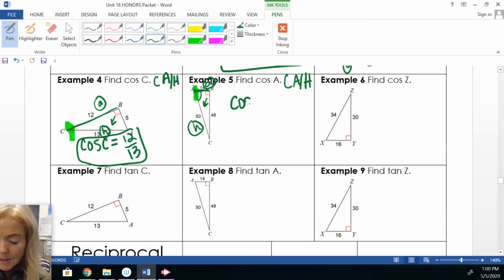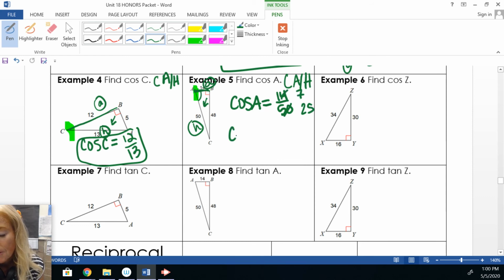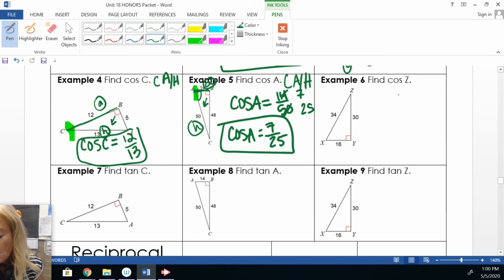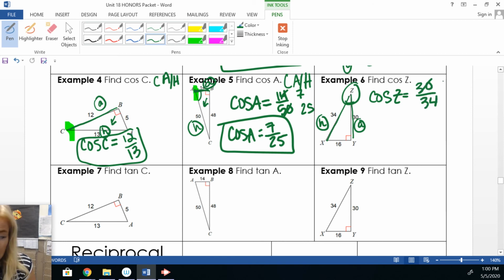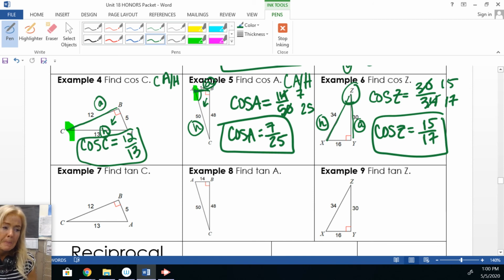All right, so cosine A is equal to adjacent, which was 14, over hypotenuse, which is 50. And then once again, you can divide out a 2. So cosine A is 7 over 25. All right, cosine Z. So our angle Z, adjacent leg, and hypotenuse, 34. So hypotenuse is 34, and adjacent is the leg that runs right into it, and it's 30. So 30 over 34 simplifies to 15 over 17. All right. Not too bad.